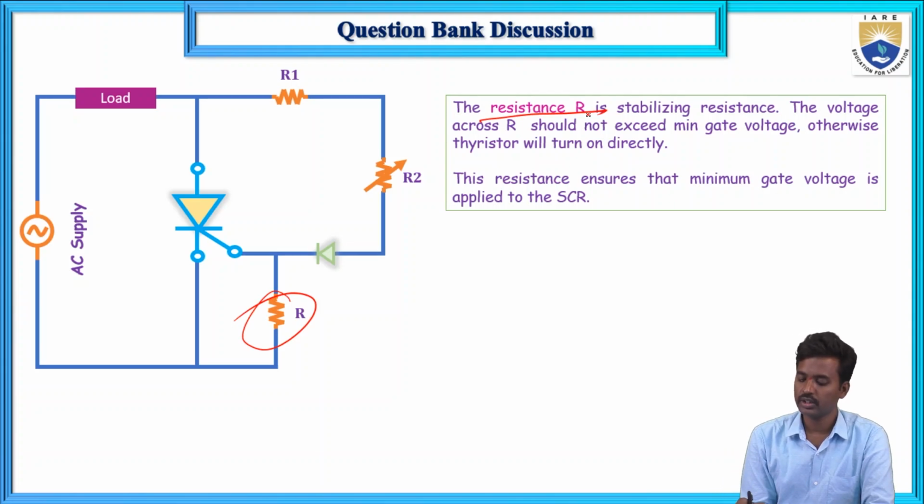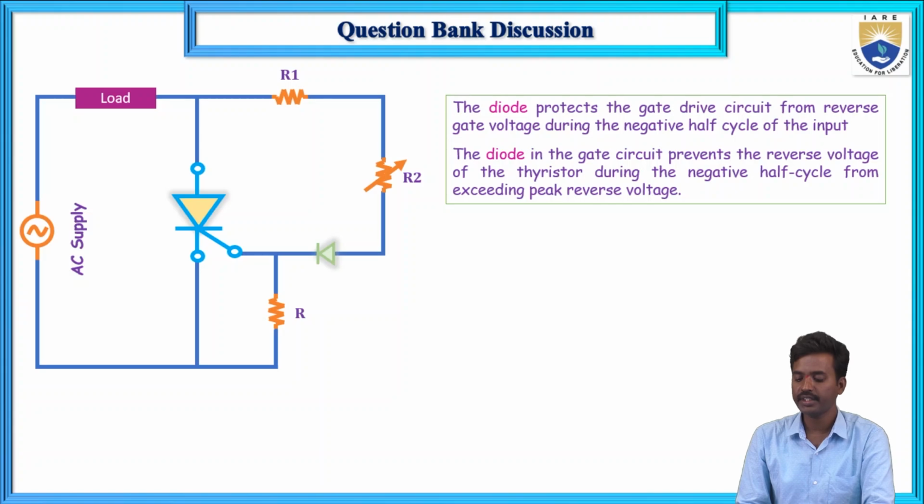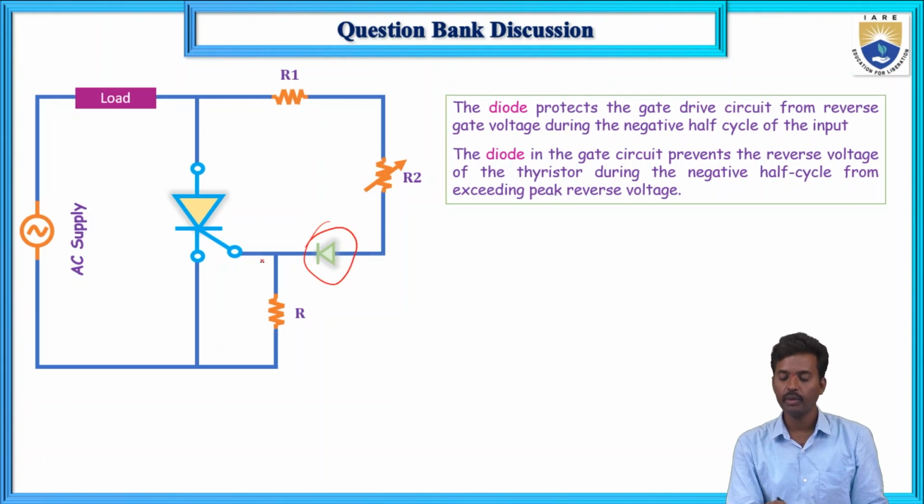The voltage across this R should not exceed the maximum gate voltage VG, otherwise the thyristor will be turned on directly. So it ensures that the gate voltage is applied to the SCR. Now here, what is the main purpose of the diode?